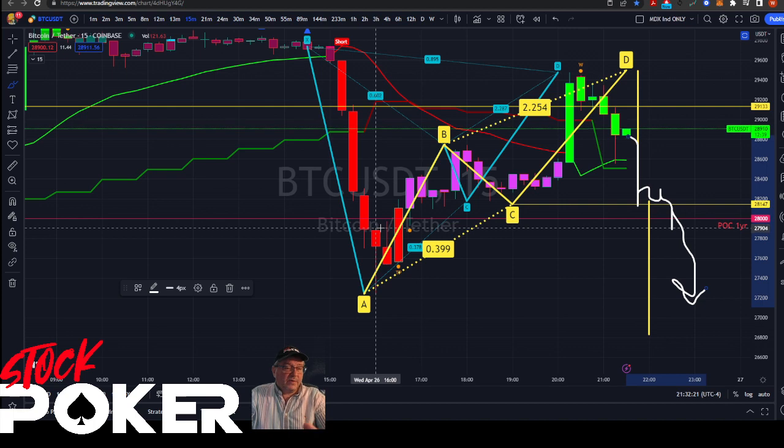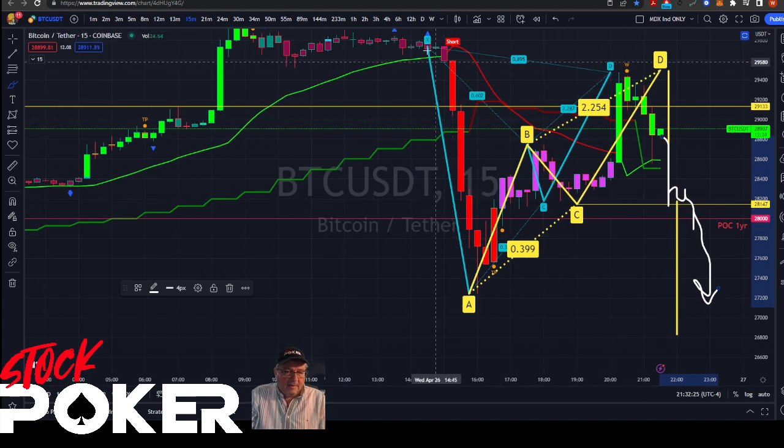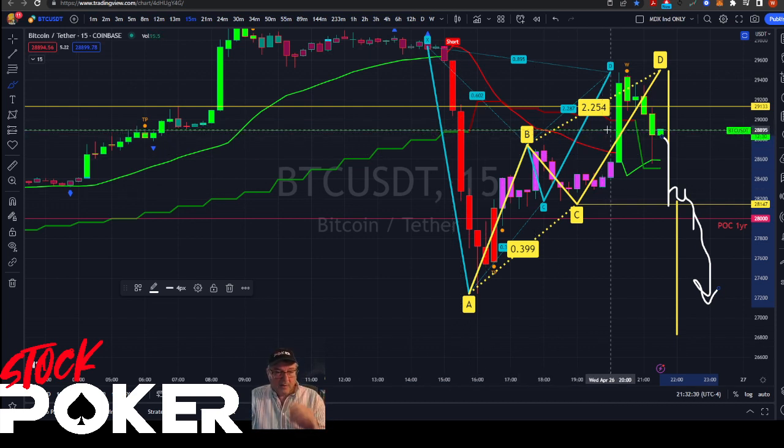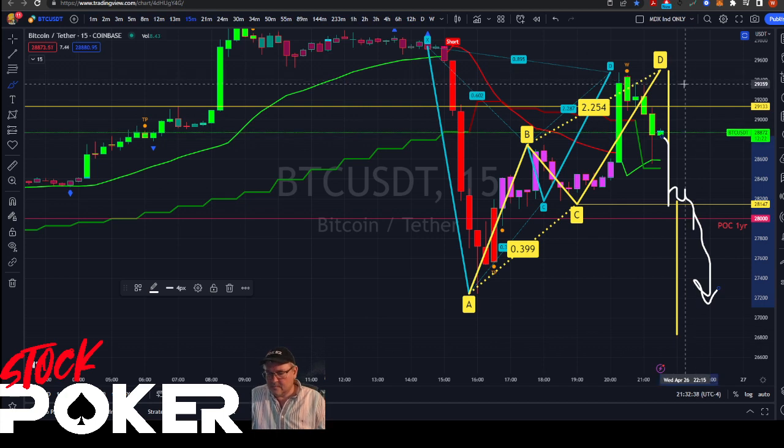It's okay if price comes back up a little bit, because we are also looking at this blue line pattern, which is a bit of a Gartley. It's okay if this is a larger impulse wave and we come up a little bit higher than this. I don't think that's going to be the case.